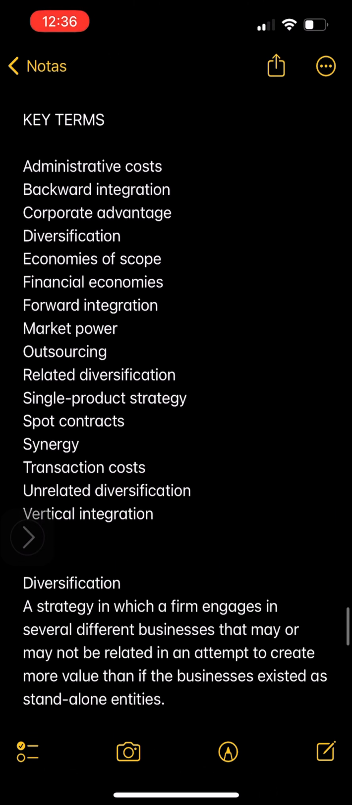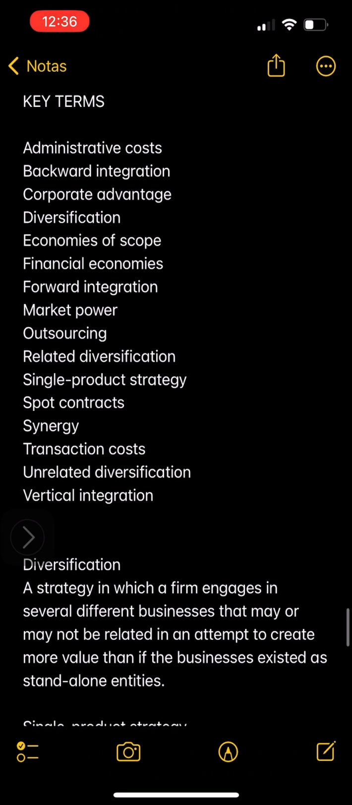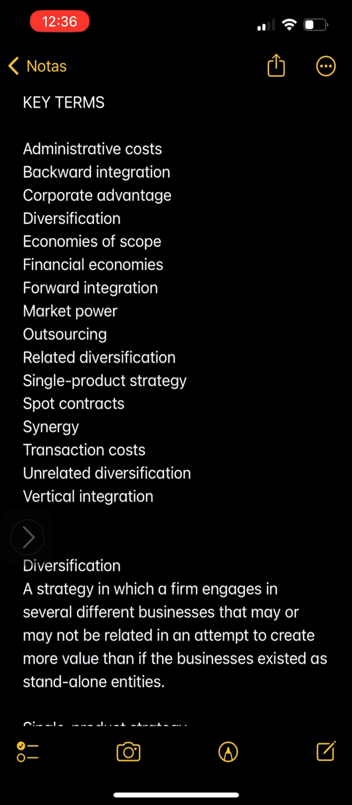Key terms: administrative costs, backward integration, corporate advantage, diversification, economies of scope, financial economies, forward integration, market power, outsourcing, related diversification, single product strategy, spot contract, synergy, transaction costs, unrelated diversification, vertical integration.